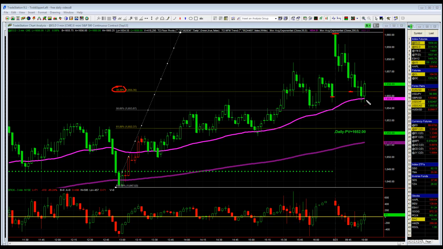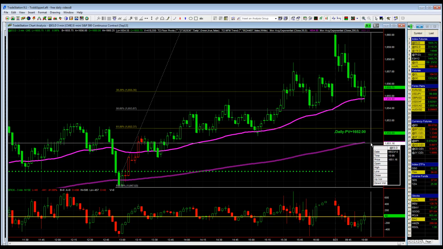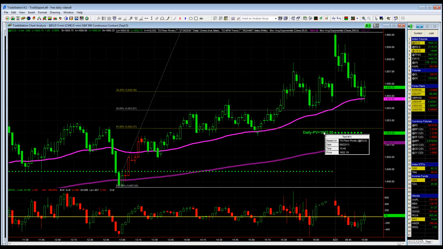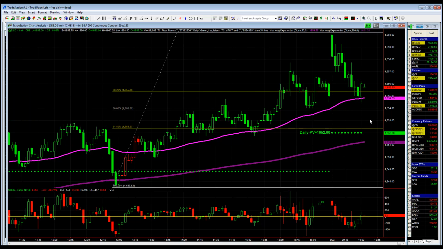So that was good. But again, we're at a critical level right here. If we start breaking down through these lows, then I would expect the market to drop and try to retest this daily pivot at 1652 and potentially the 200 as well, which right now is sitting at about 51.25. So that's what I'm looking at here. Critical level. If we start breaking down through these lows, I think we're going to continue going lower on this Friday afternoon.